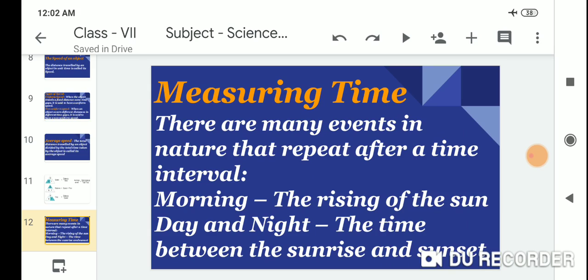Measuring time: there are many events in nature that repeat after a time interval. Day and night: the time between the sunrise and the sunset.